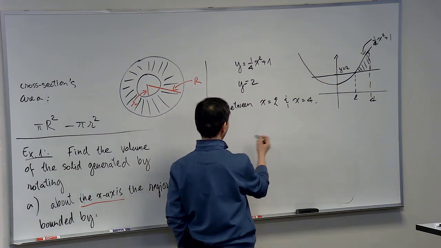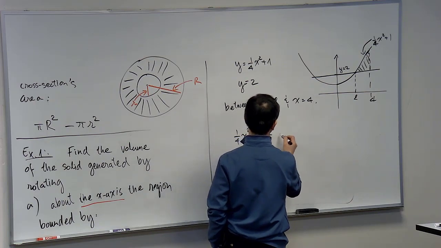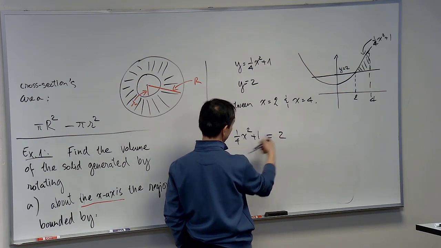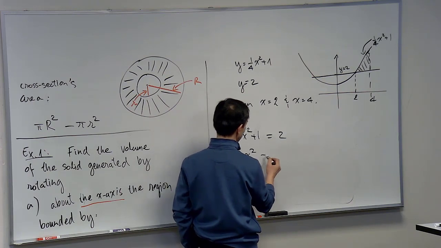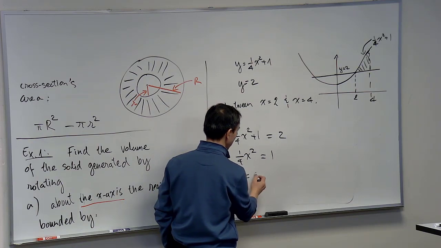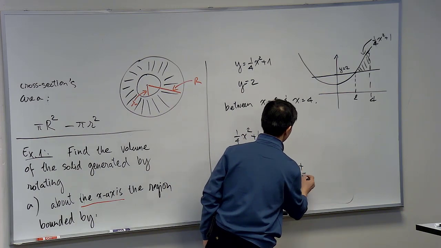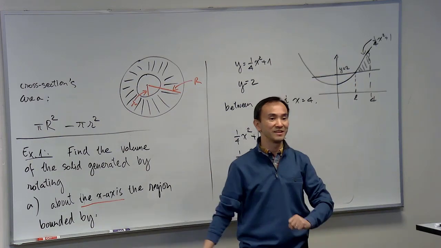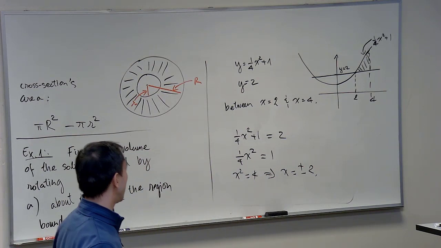Scratch work can quickly tell you that we're setting 1/4 x squared plus 1 equal to y equals 2. Subtracting the 1 from both sides, we have 1/4 x squared equals 1. Then multiply both sides by 4, making it x squared equals 4. That means we've got 2 crossing points here: x equals plus or minus 2. That's why minus 2 is here and positive 2 is there. It should be easy to verify that we have that crossing point.